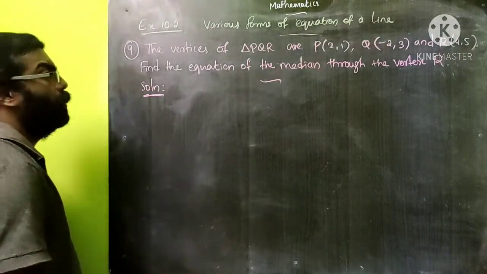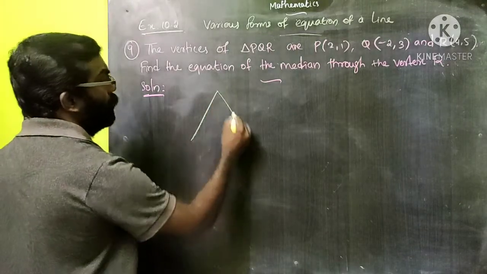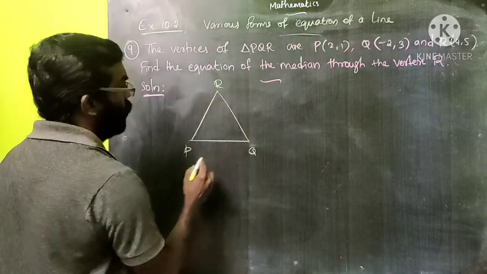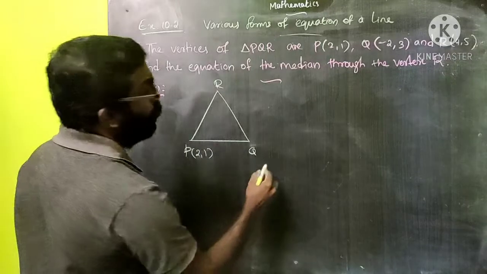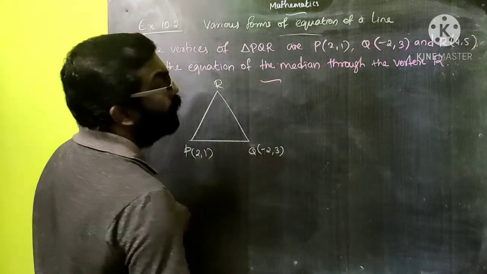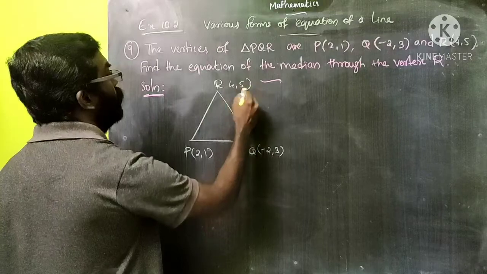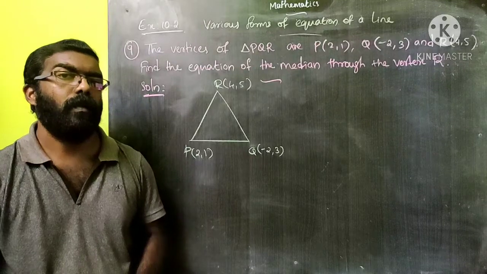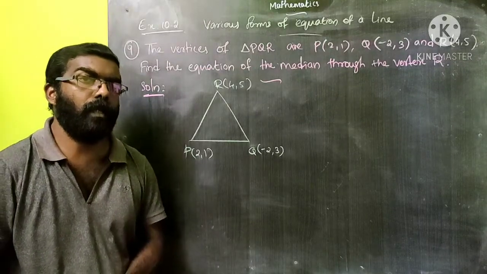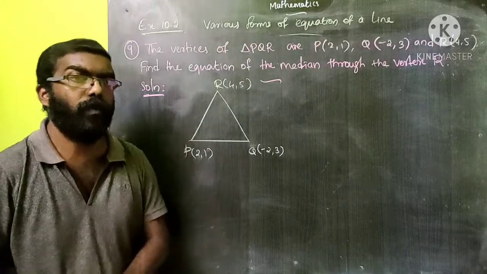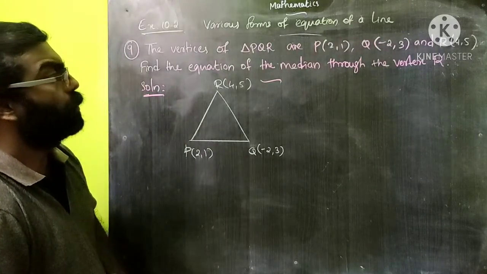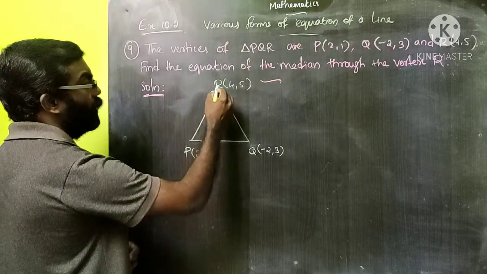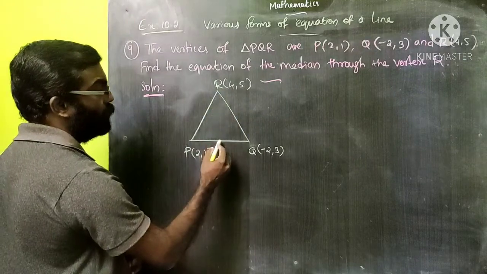The vertices of triangle PQR are P of 2, 1 and Q of minus 2, 3 and R of 4, 5. Find the equation of the median through the vertex R. We know a median is a line segment connecting a vertex to the midpoint of its opposite side. So here we have to take the median through the vertex R. So consider this vertex R and we have to connect this vertex R to the midpoint of its opposite side.